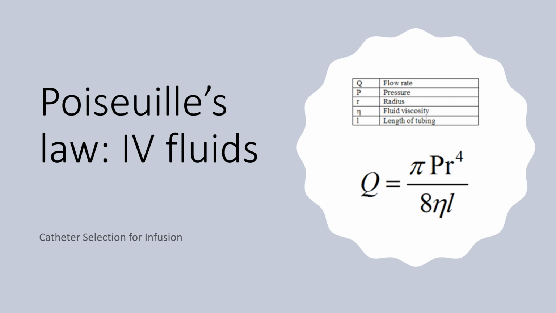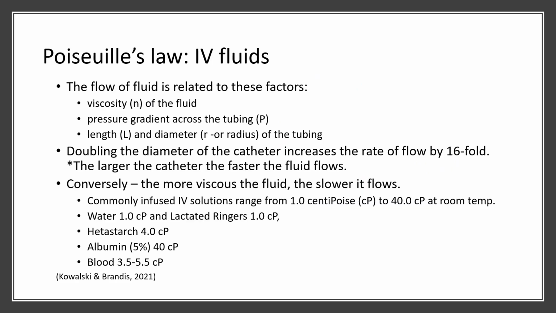How do we give these IV fluids? Poiseuille's law is helpful. Poiseuille's law of IV fluids is a mechanical physics law. It's basically how fluid moves through a tube, and that is based on the thickness or viscosity of the fluid, the pressure gradient across the fluid, in other words, how much pressure the fluid has to push against to get where it's going, the length of the tubing, and the diameter of the tubing.